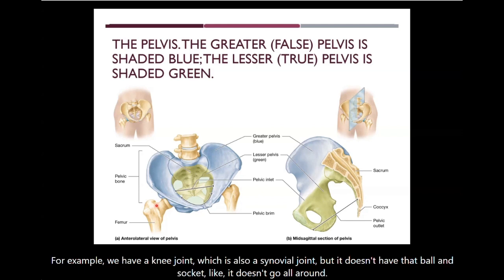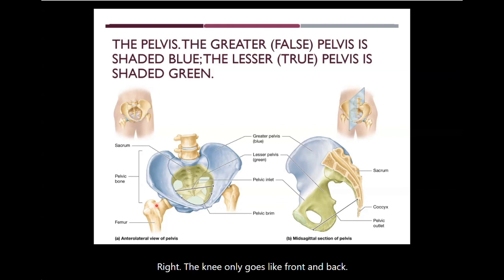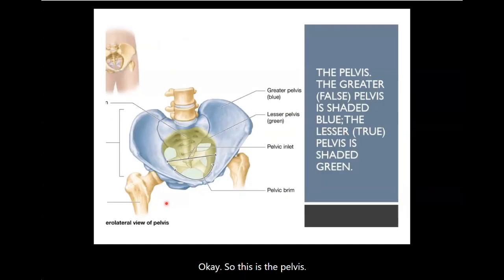For example, we have a knee joint, which is also a synovial joint, but it doesn't have that ball and socket, like it doesn't go all around, right? The knee only goes front and back, right? But here, the leg can go all around, right? So we're going to talk about what's happening here as well, okay? So this is the pelvis.